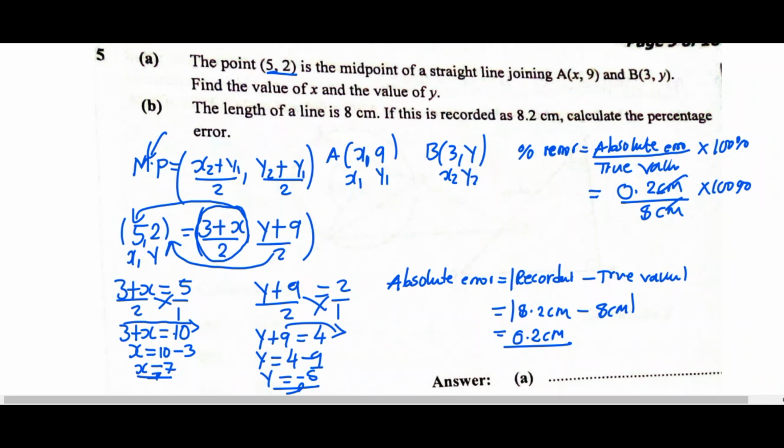We can cancel this. So here we can see that we have 0.2 times 100. So this will give us 20% over 8. If we reduce, the number that can go into both 20 and 8 is 4. 4 into 20 is 5% over 4 into 8 is 2. 5 over 2 will give us 2.5%. So this was the percentage error.